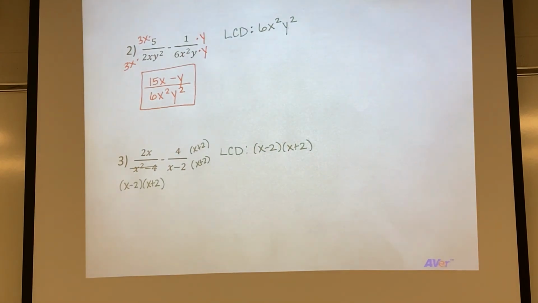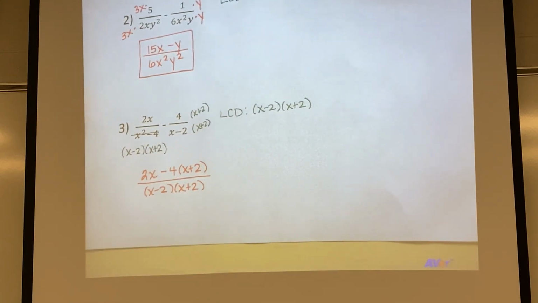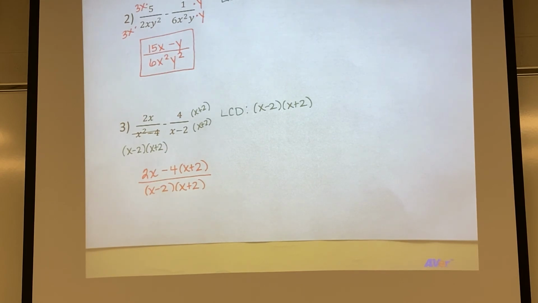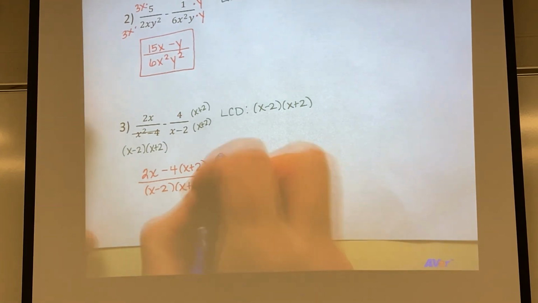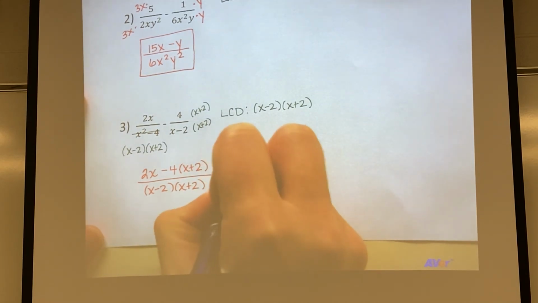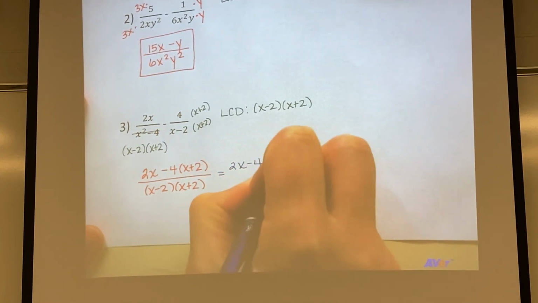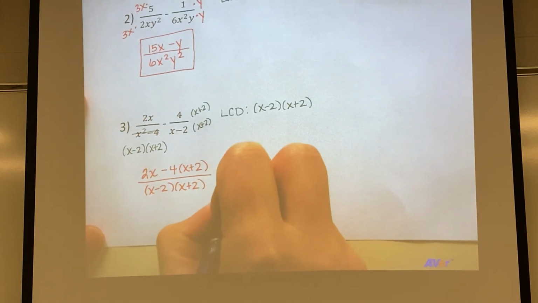Okay, so our first fraction, like we said, stays the same. It would just continue to be 2x. And then our second fraction, we're going to take this minus 4 times x plus 2. And then our denominator is our LCD, x minus 2 times x plus 2. All right, so we're not done yet though, because we can simplify it some. We're going to distribute that negative 4 all the way through the parentheses. So 2x minus 4x minus 8 all over our LCD.